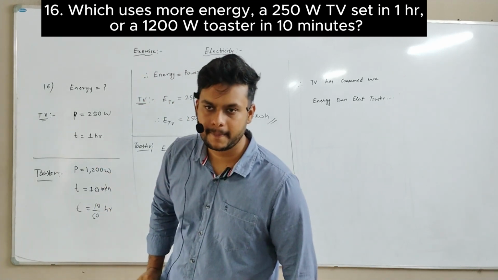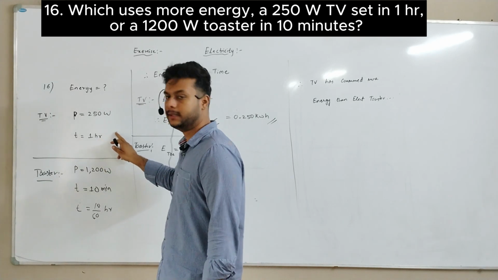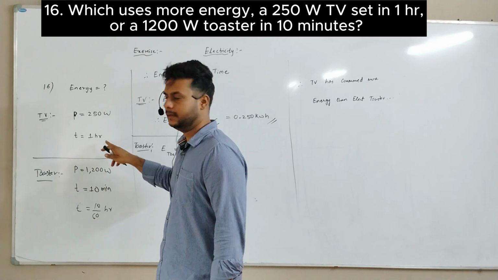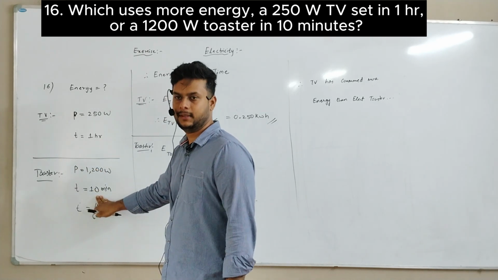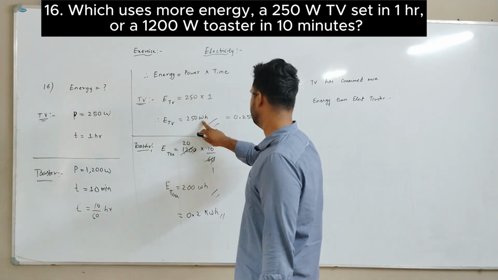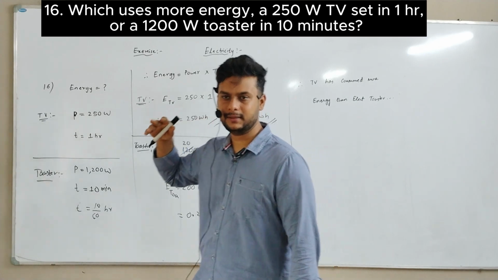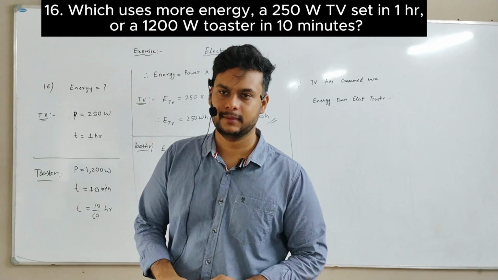1 hour is equal to 60 minutes. Correct. You can convert this 1 hour into 60 minutes and keep this as 10 minutes. Either way works. This will become watt per minute instead of watt hour. You should go for the higher unit. It will be much easier.